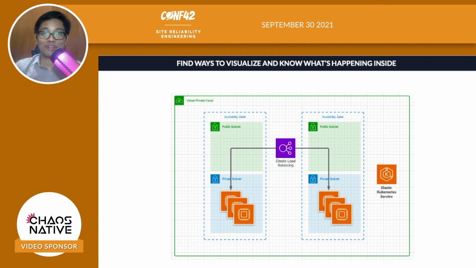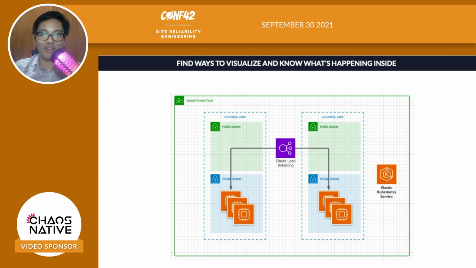So let's start with the first practical tip. When dealing with site reliability engineering with Kubernetes, the first thing that comes into mind would be, if there's going to be an issue, how fast would we be able to detect and manage that issue? So we need to find ways to visualize and know what's happening inside.